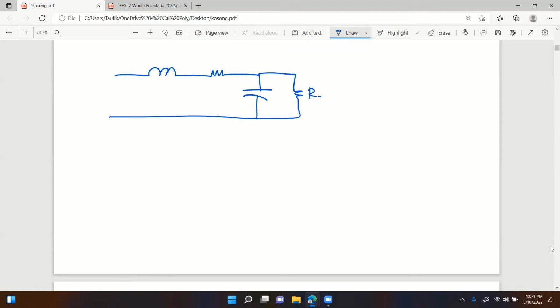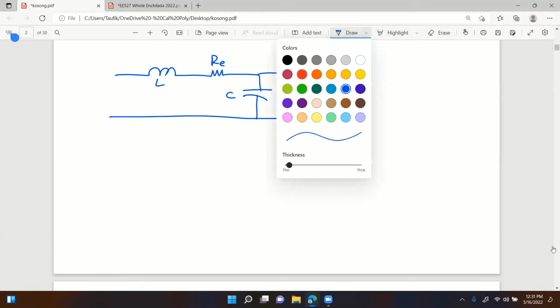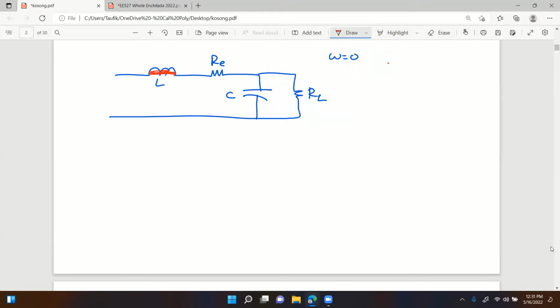Right, like this: RE, L, RL, C, right? When omega is equal to 0, what happens with L? L becomes like a short, right? This becomes like a short. What happens to the C, to the capacitor? It acts like an open, right? If that is the case, then what is input impedance equal to? Well, that's a short, that's an open. So input impedance becomes just a series combination of RE and RL, right?